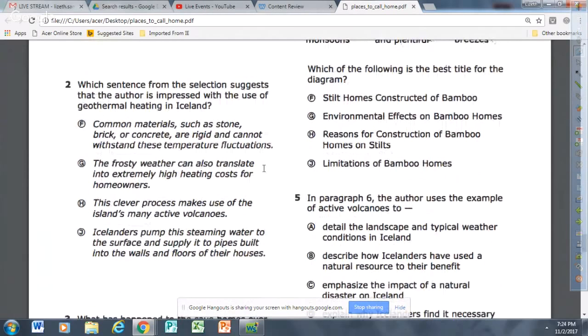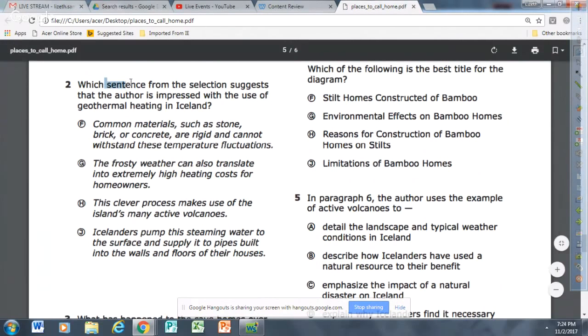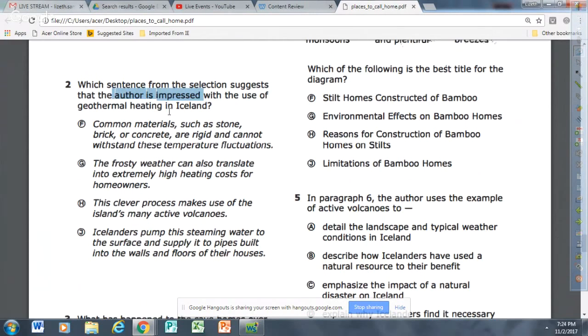Okay, let's look at number 2. Which sentence from the selection suggests that the author is impressed with the use of geothermal heating in Iceland? So again, we're looking for the sentence, we're looking for the evidence, right? This is the text evidence that shows that the author is impressed. And I think the key word is impressed with the use of geothermal heating. So it's not asking me which sentence mentions geothermal heating. It's asking me which one shows that the author is impressed. Like, you know, he really is appreciative of what they've developed. Sorry about that.